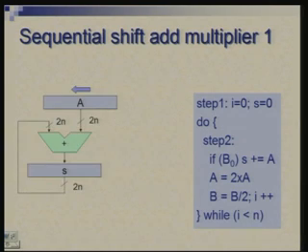What I require is essentially a mechanism to add A to S. Here is an adder, A is one input, S is another input. I am not showing how I am making S as 0 initially. That detail is omitted, but this will take care of performing the step of S gets S plus A.